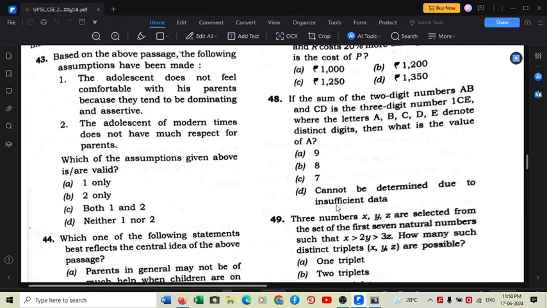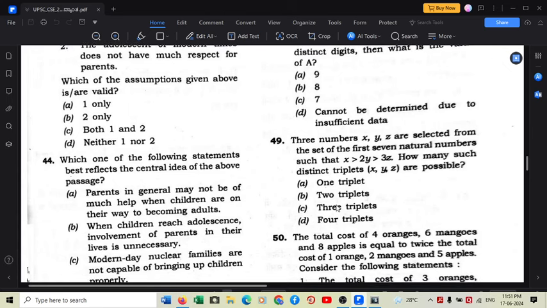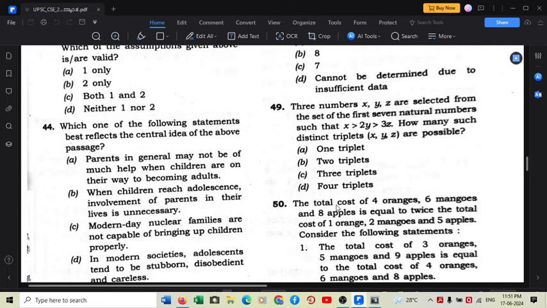Both statements are incorrect. Neither one nor two is the right answer. So 43, option is D. D for Delhi. Question 44. Which one of the following statements best reflects the central idea?